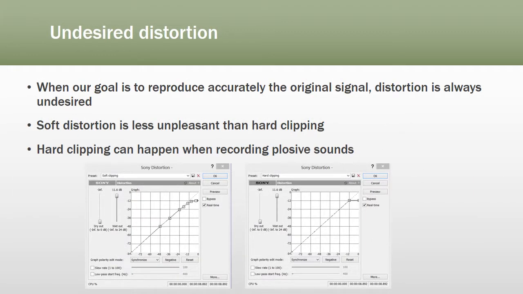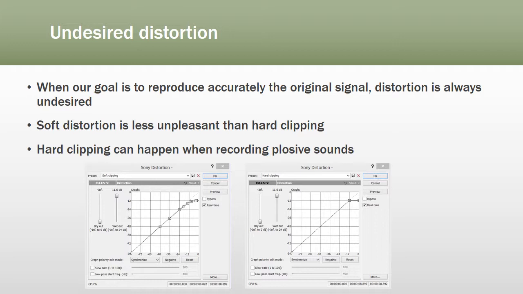In a typical production scenario, we want to reproduce accurately the original signal. Most distortion is undesired when recording. In general, we have two types of distortion. One of them is soft distortion, which is less unpleasant than hard clipping. For soft distortion, when the amplifier is operating near its limits, what happens is that the transfer curve slightly bends towards the upper bounds of the operating limits.